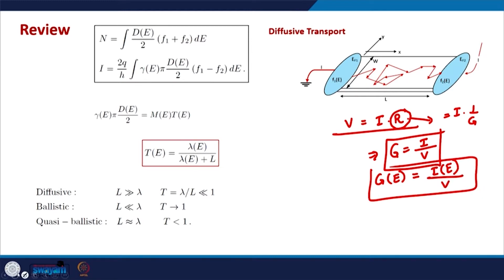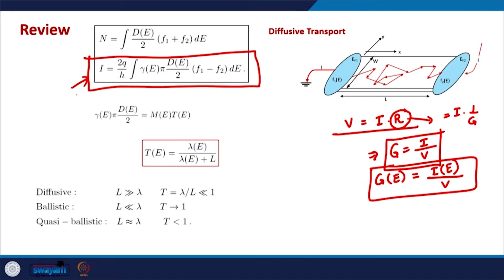So, in order to derive this expression of conductance, we need to explicitly obtain a relationship between the voltage and the current from this equation basically. And in this equation, the voltage applied across the device, for example, if the source side is grounded and the drain side we have applied a voltage V, is accounted for by the difference of the Fermi functions F1 minus F2.